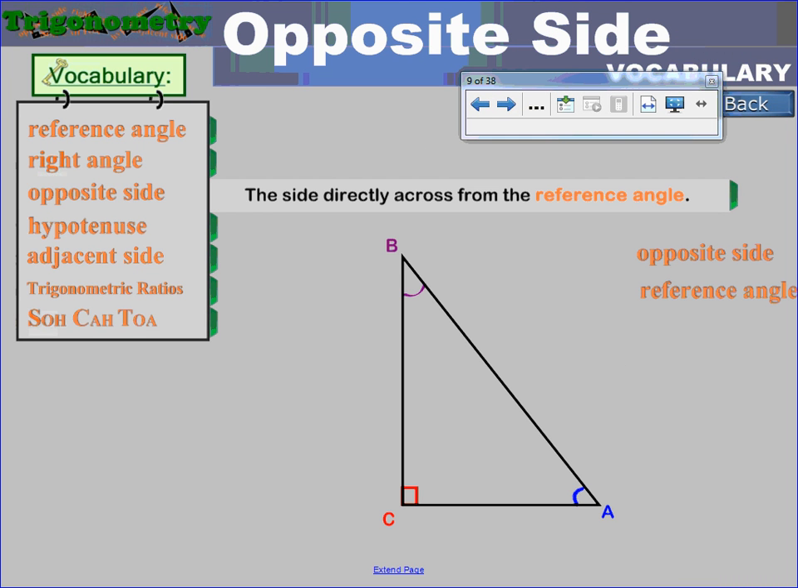The side directly across from the reference angle is the opposite side. So let's go ahead and practice with that. If my reference angle is A, everybody look. Opposite angle A would be over here across the triangle, and so opposite angle A would be side length BC. I go across the triangle and I get to the opposite side by going across the triangle. That's very different than if my reference angle had been B. If my reference angle is B, across the triangle to the opposite side length would be now down here at AC. So AC would be the side length opposite angle B.